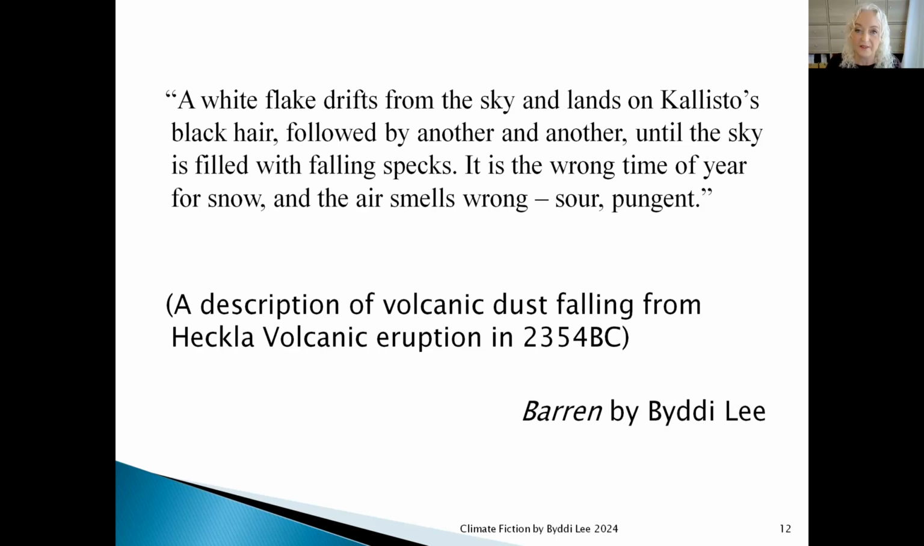So this is a description of volcanic dust falling from Hekla volcano, Hekla 4 actually, eruption in 2354 BC. We have scientific evidence that this eruption happened in that particular year from the tree ring analysis, from ash that has been found in cores of ice in Greenland, and also we have found ash preserved in the bogs of Ireland. So we know that ash fell from the sky on Ireland. So that was why I thought, well, this is maybe what it looked like.